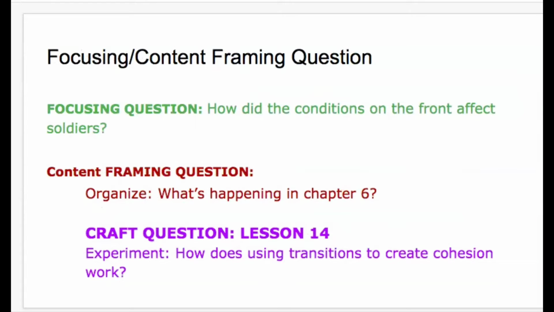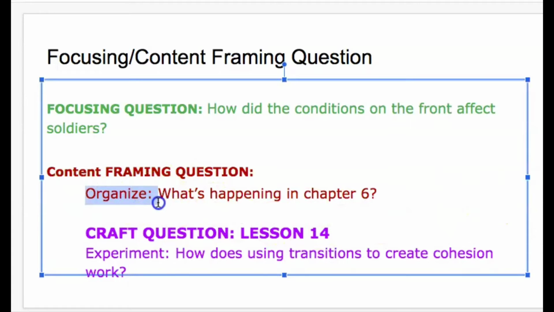For this lesson, our focusing question is, how did the conditions of the front affect soldiers? But also, we're looking at seeing what's happening in Chapter 6, and we're organizing those events in a sequential order. Our craft is, how does using transitions help to create cohesion?